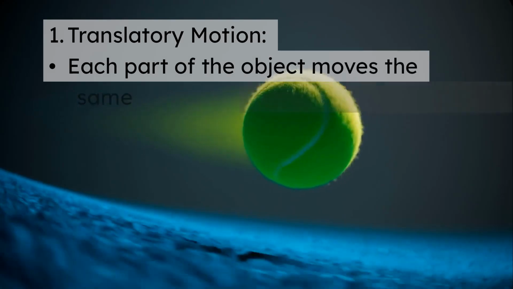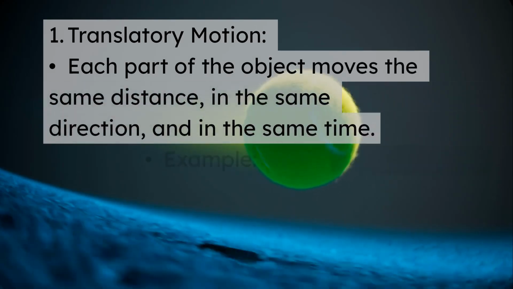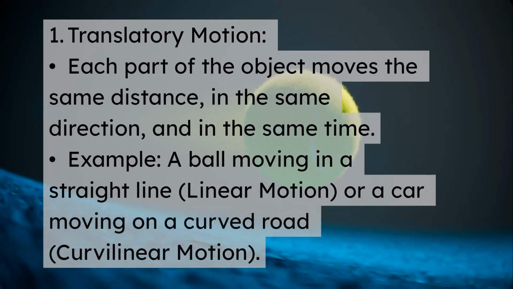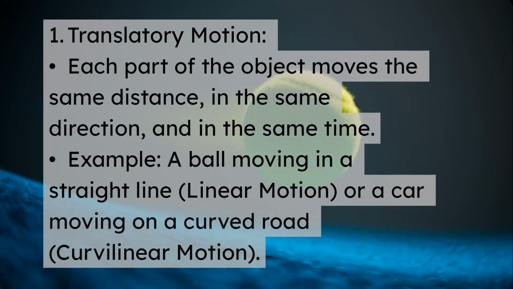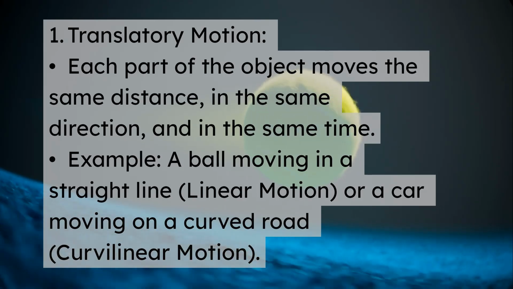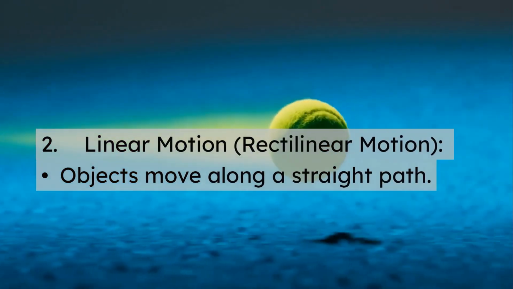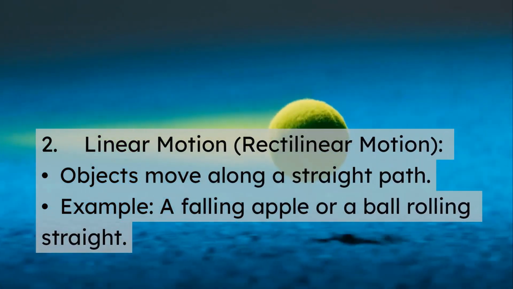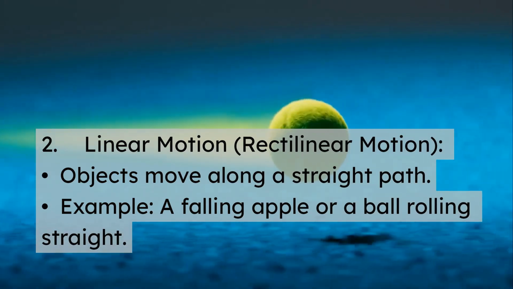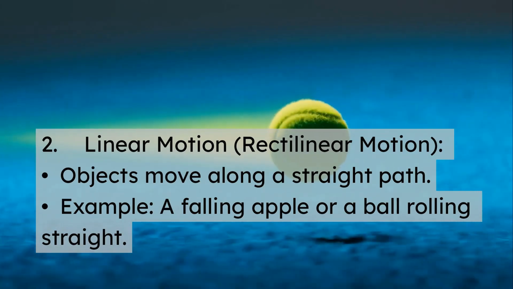Types of motion. 1. Translatory motion. Each part of the object moves the same distance, in the same direction, and in the same time. Example, a ball moving in a straight line, linear motion, or a car moving on a curved road, curvilinear motion. 2. Linear motion, rectilinear motion. Objects move along a straight path. Example, a falling apple or a ball rolling straight.